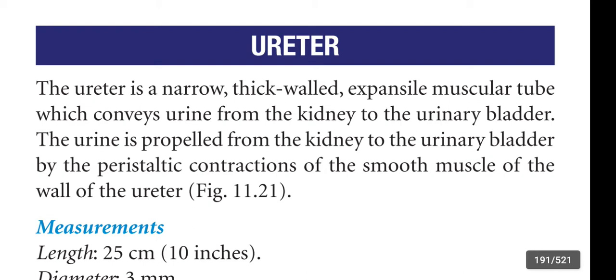In this video we are going to learn about the ureter. The ureter is a narrow, thick-walled, expansile muscular tube which conveys urine from the kidney to the urinary bladder. The urine is propelled from the kidney to the urinary bladder by the peristaltic contractions of the smooth muscle of the wall of the ureter.